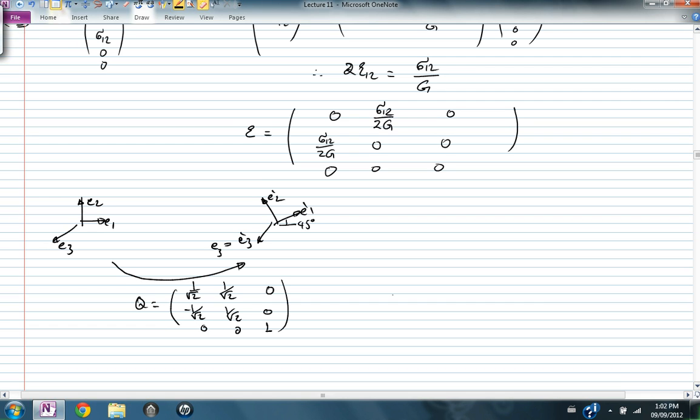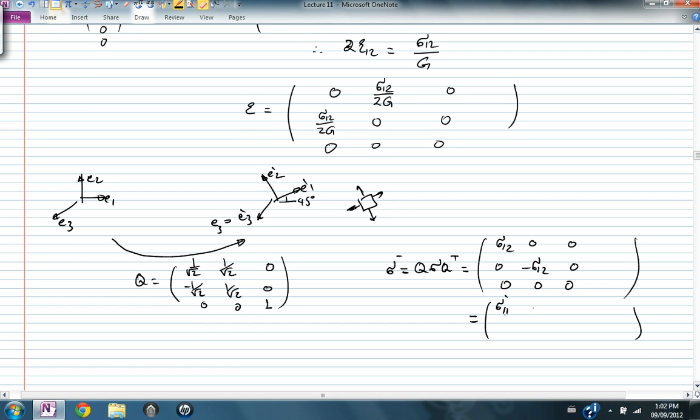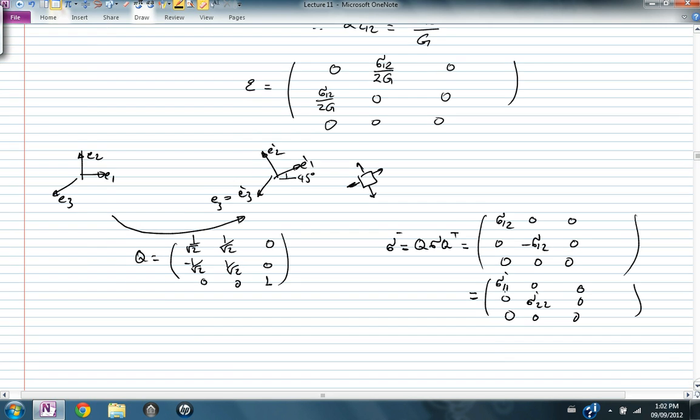I would like to find my new stress matrix, which is equal to Q sigma Q transpose. The new stress matrix will look like this. In this new coordinate system, I'm going to have a different representation, and it will look like this: sigma 1 2, 0, 0. Which is equal to sigma prime 1 1, sigma prime 2 2, and they're related to the old components, which were sigma 1 2 and sigma 1 2.